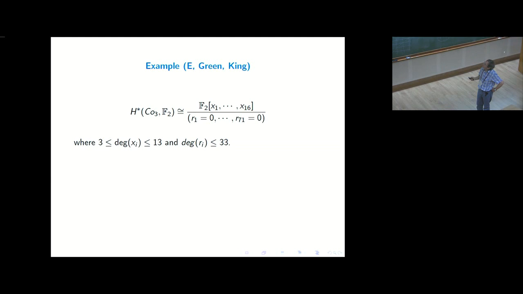So the first generator, x1, is in the third cohomology group. And the highest degree generator lies in the, that's actually should be 15, so that's a mistake, is in the 15th degree cohomology group. And then the relations, they're actually words in this free algebra. They also have degrees. Sorry, they're not homogeneous, but the highest degree term on a relator is 33.